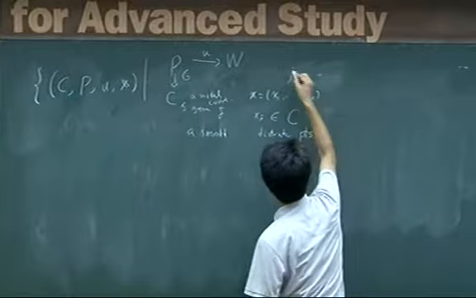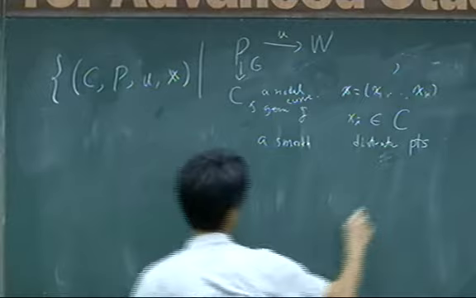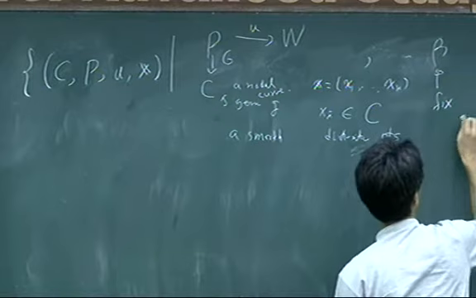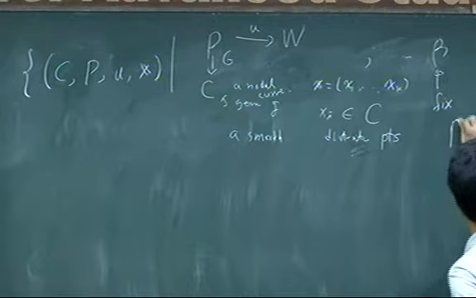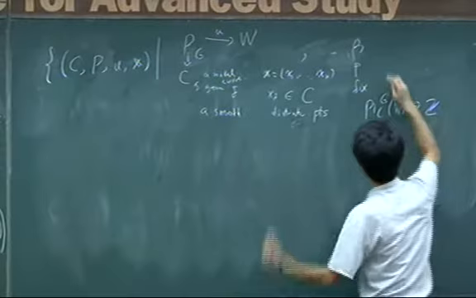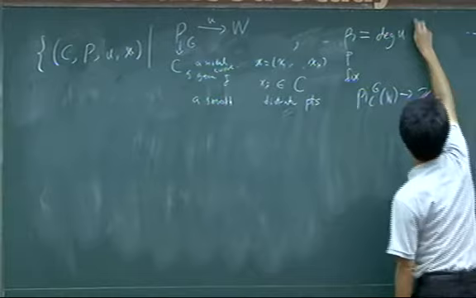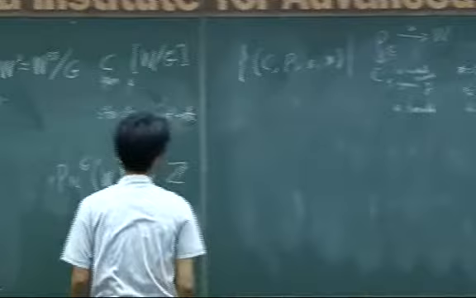And then just degree conditions. Just fix an element beta, that's just a homomorphism from this Picard group to Z. And just require that the degree of that U is exactly beta. And then just think about the usual equivalence relationship.